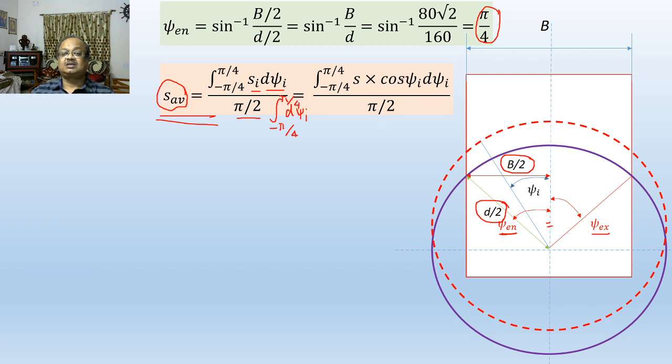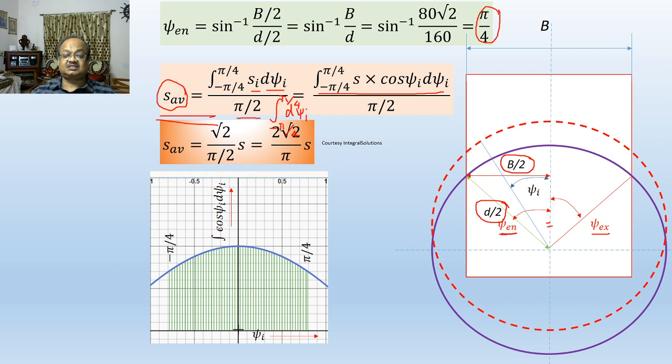So S i is nothing but S cos psi i. This was discussed in the previous video, the last video that we have shared with you, and from that S average will come out to be 2 root 2 by pi. That means this is pi by 2 and the integration of this would become root 2.